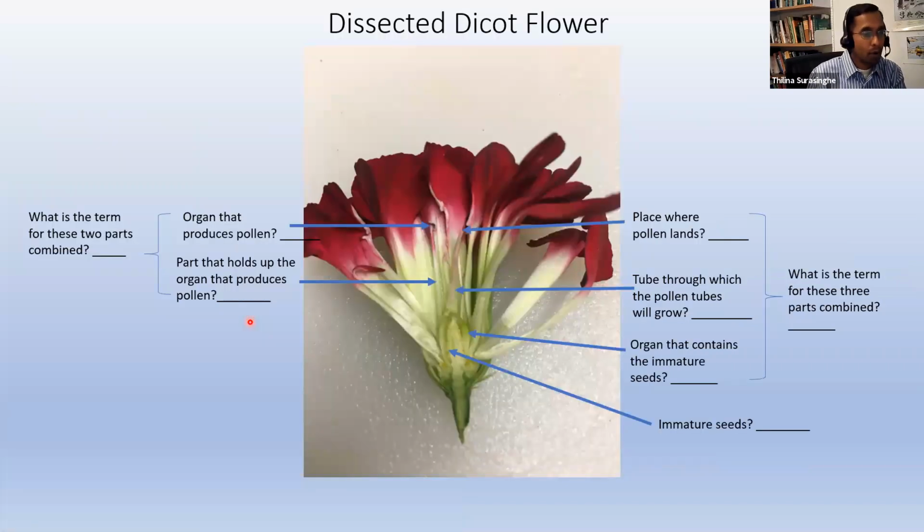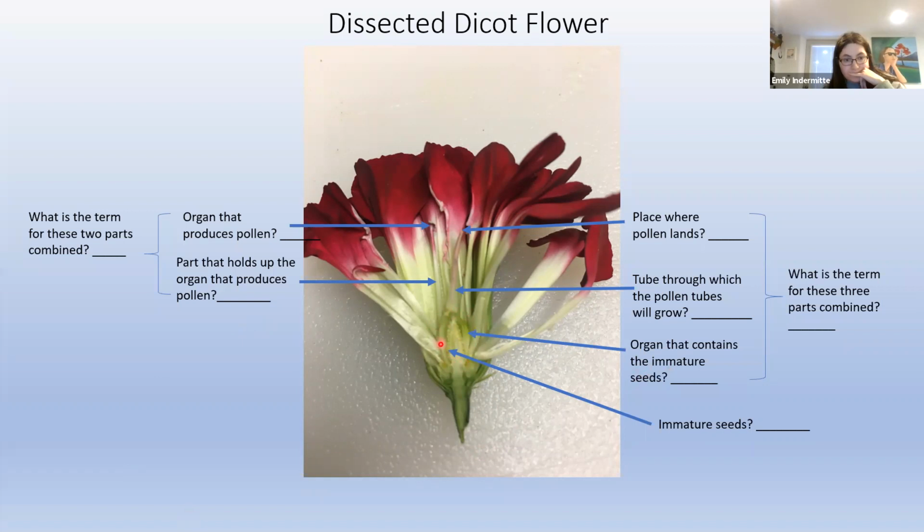Again, this is something now I want you to label yourself, right? And look at over here. Let's do a couple of things. Organ that contains immature seeds, this particular part, what is that? Ovary. Correct. The immature seeds, or what will become seeds, that are located inside the ovary, what are those?